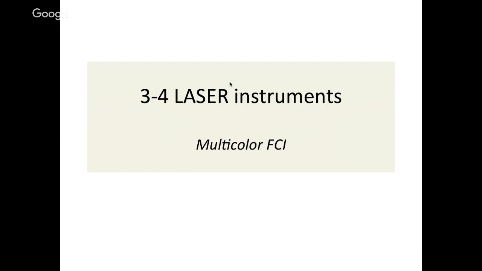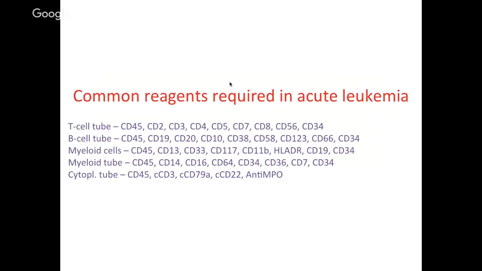Now, this is just a list of markers commonly used in acute leukemia these days with us. This is actually not the complete list. We still have more markers in the T-cell tube, and then we have the B-cell tube. We have 2 myeloid tubes, 1 myeloid, 1 monocytic, and 1 cytoplasmic tube. So traditionally, we do 5 tubes, 10 to 12 colors in our lab for acute leukemia. I'll show you case 3.